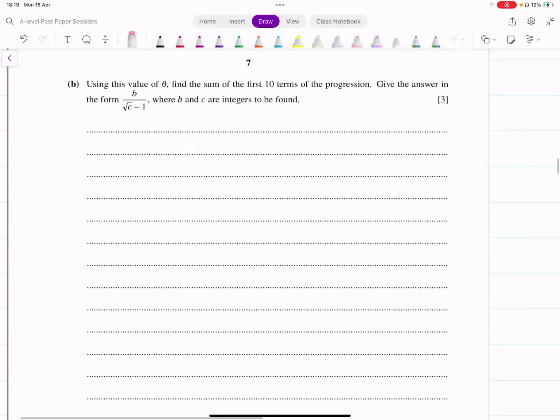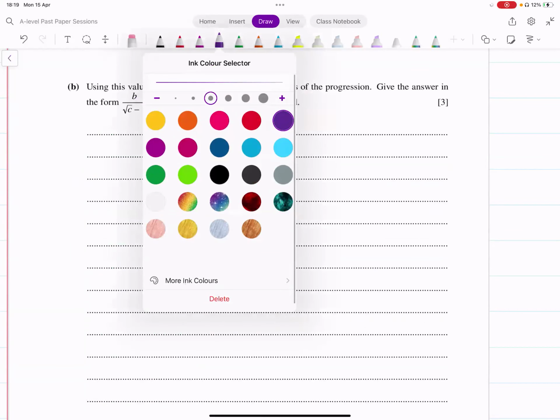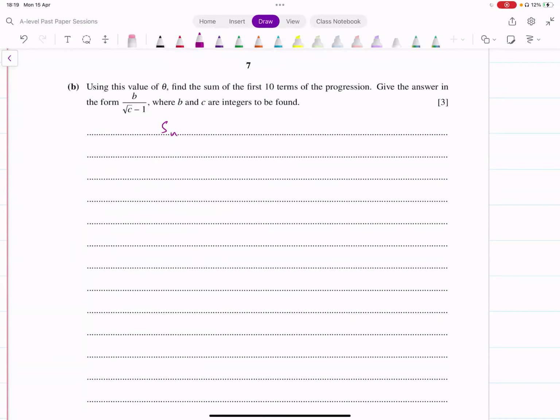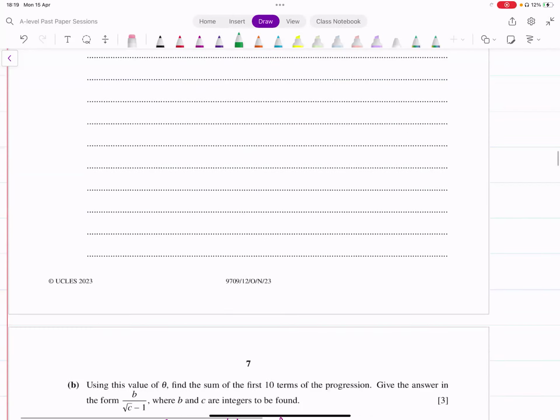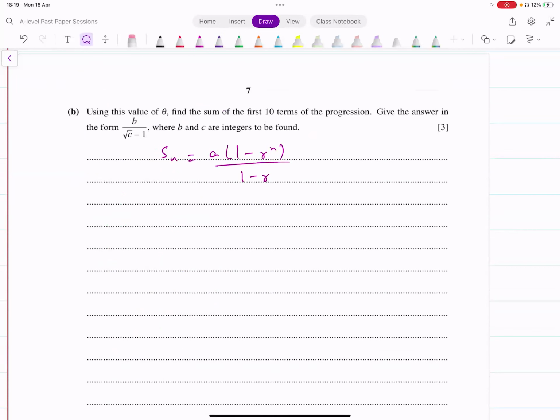Yeah, okay, good. Using the value of theta, find the sum of the first 10 terms of the progression. Give the answer in the form b over under root c minus 1, where b and c are integers to be found. Okay, now we need the sum of this GP. What's the sum formula for GP? It's given in the formula sheet. It's written like this: a into 1 minus r raised to power n divided by 1 minus r. Just input values in the formula. You want S10. Okay, so the value of n, therefore, is of course 10.